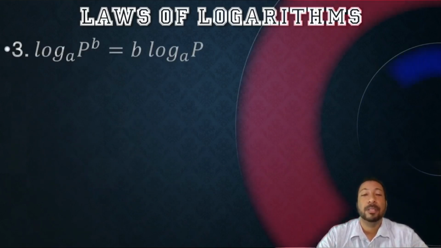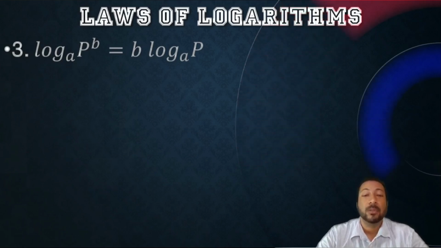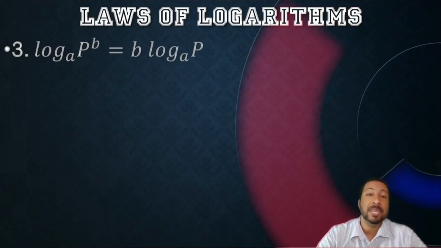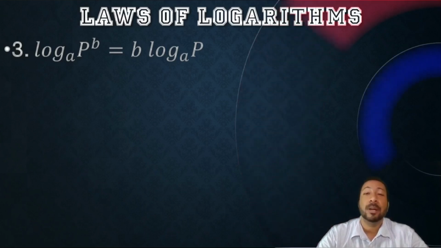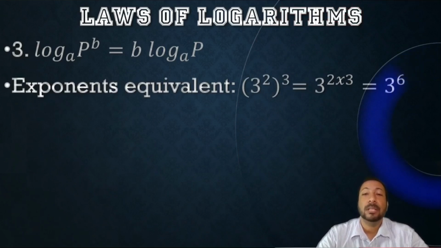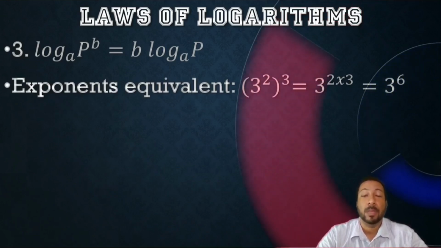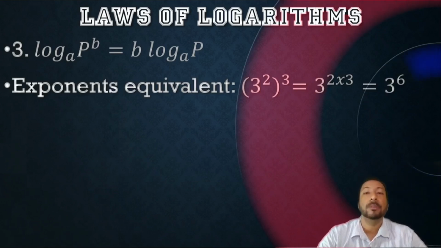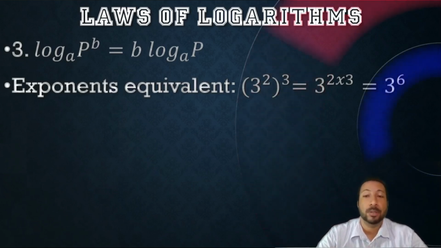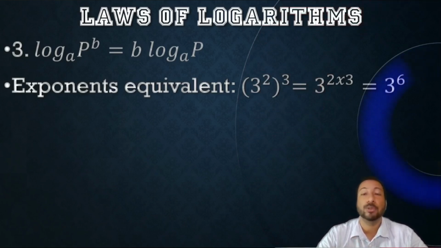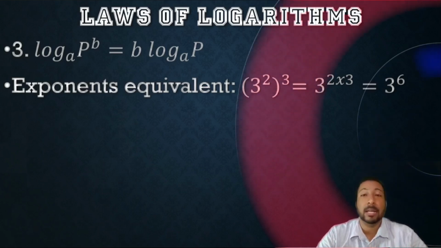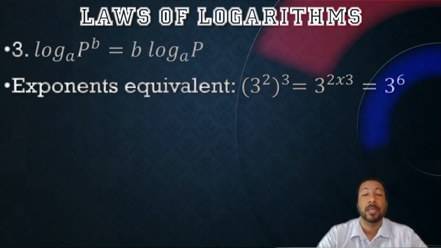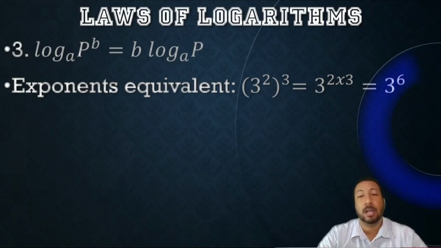Next, our third law of logarithm, the one that has to do with powers. The log of p to the b power in base a is equal to b times the log of p in base a. Again, let's look at our exponents equivalent. If you had 3 to the second power being raised to the third power, then you would multiply those two powers. So you would get 3 to the 2 times 3 power, and your answer would be 3 to the 6th power. So here it's a similar idea. You would multiply by that power. That's why you have b times the log of p.